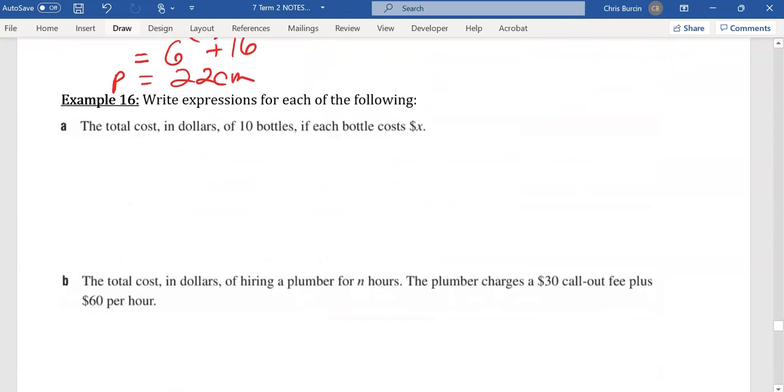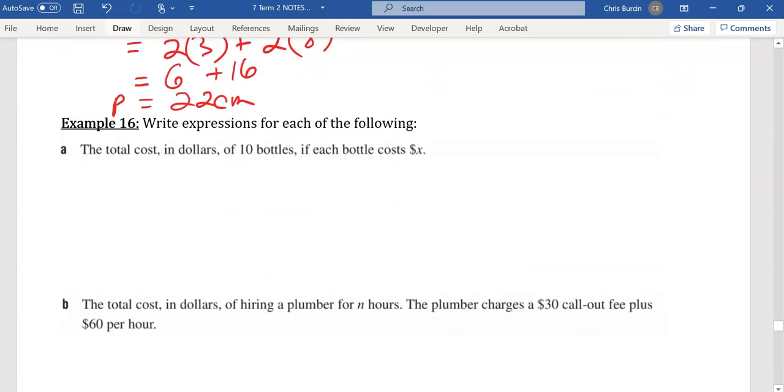Fascinating. So now if we want to write expressions, we're going to take some information and express that as an algebraic expression so we can work it out. So what we want is the total cost in dollars of 10 bottles, and we know that each bottle is going to cost X amount. So it's pretty simple. If we have 10 bottles at X amount, it's 10 times X. Or the simpler and more correct way to write it is 10X.